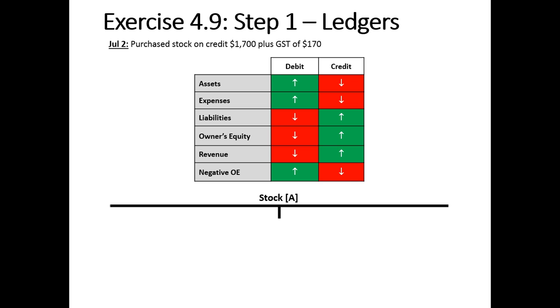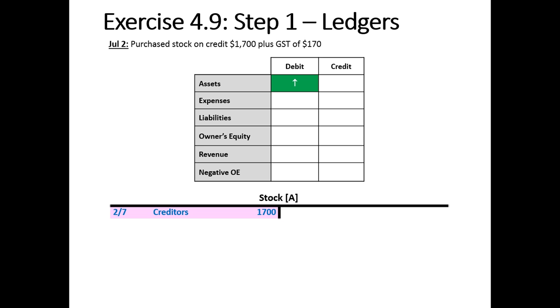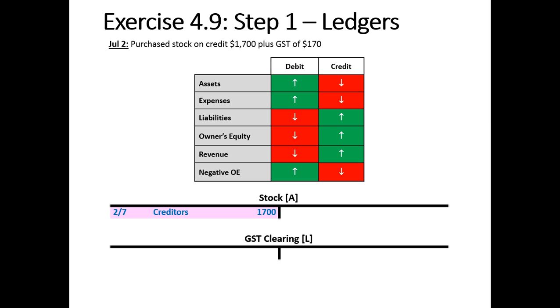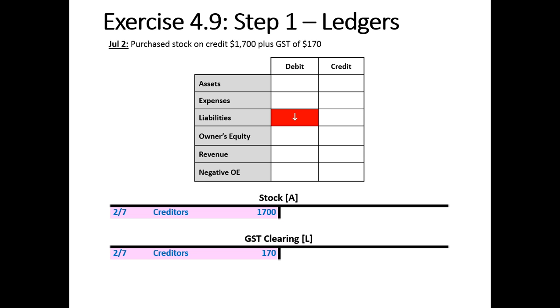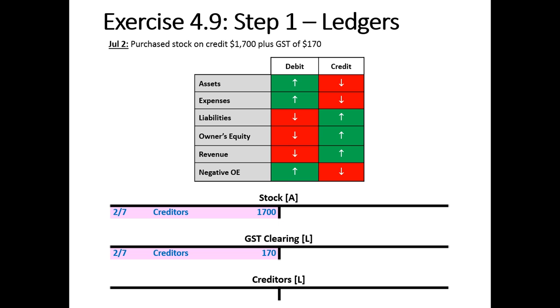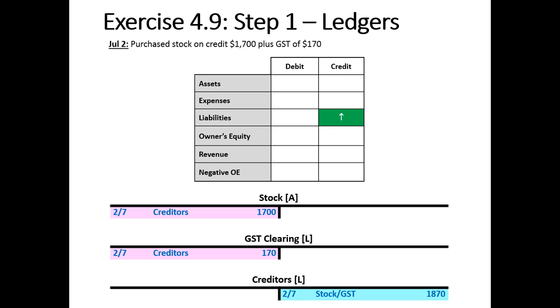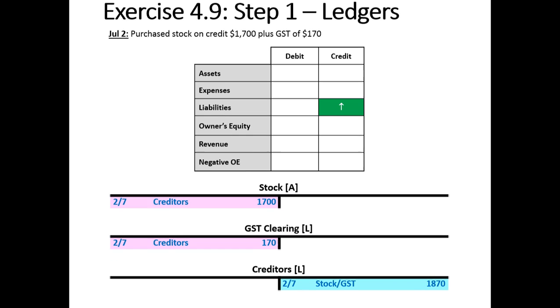We bought stock on credit, $1,700 plus GST. We've got an asset going up. We've been charged GST, and that'll reduce a liability, so that'll be a debit. And on the credit side, we've bought this stock on credit, so a liability will increase for the total amount of the stock and the GST.